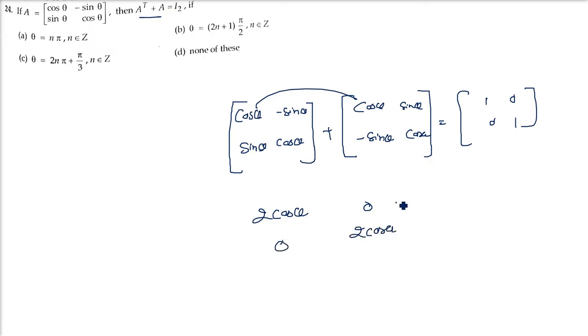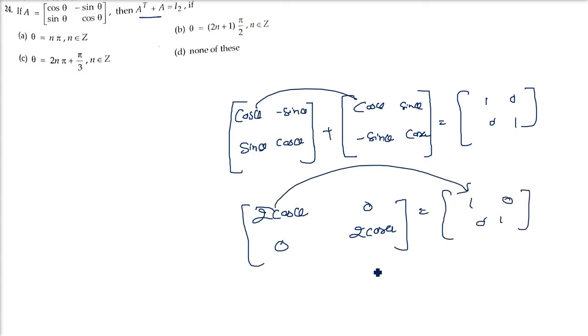Sin theta again, minus sin theta, cos theta, 2 cos theta. This is equal to 1 0 0 1. So 2 cos theta is equal to 1. So let me just write like this: 2 cos theta equals 1. So cos theta will be equal to half.